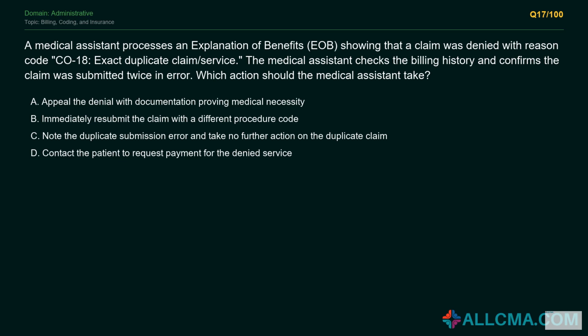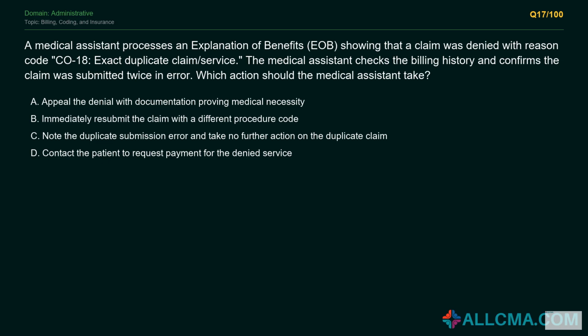Question 17. A medical assistant processes an explanation of benefits, EOB, showing that a claim was denied with reason code CO 18, exact duplicate claim/service. The medical assistant checks the billing history and confirms the claim was submitted twice in error. Which action should the medical assistant take?